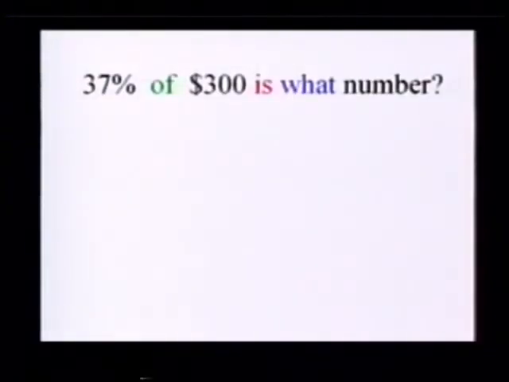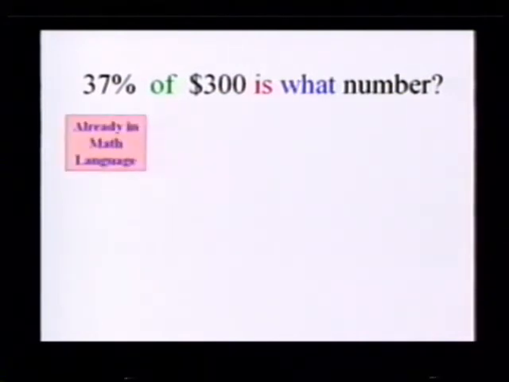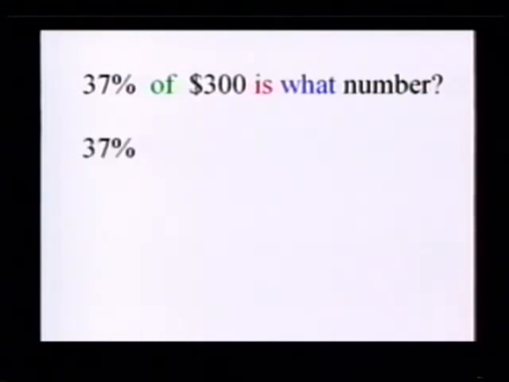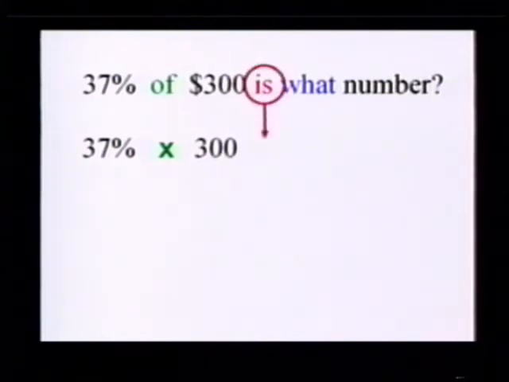37% of $300. Now, suppose you were getting a 37% discount and you wanted to know how much they were going to subtract. What's 37% of 300? Well, this one's already in math language. 37% of, times. That's already in math language. Is, equals, very easy.